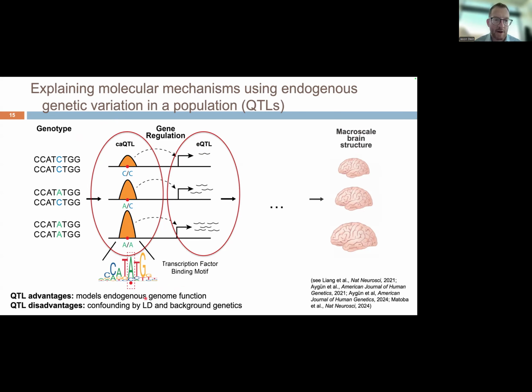Okay, so this approach has some advantages. For example, it models endogenous genome function, but there are also some disadvantages. There's still confounding by LD and background genetics. It's not just that there's one location in the genome with variation, there are many locations in the genome with variation. We do our best statistically to control for that, but this is still a possible confounder.